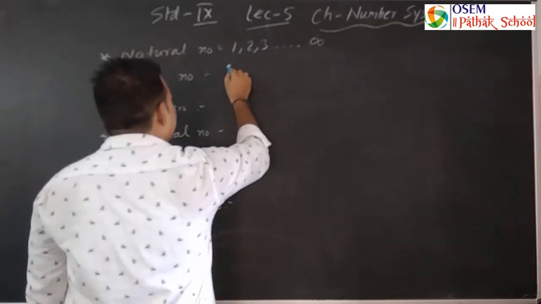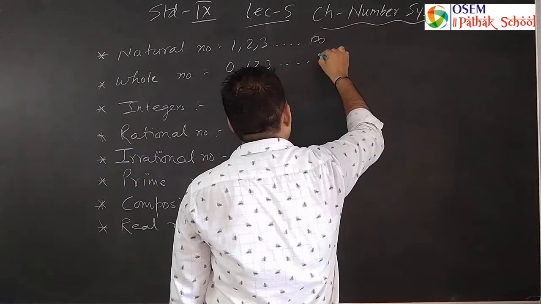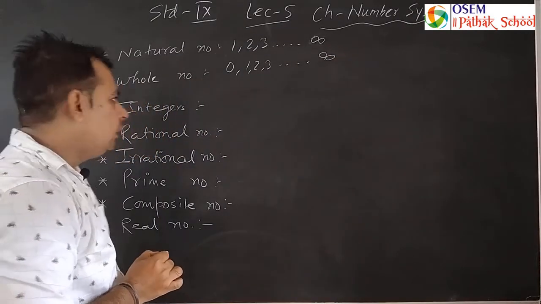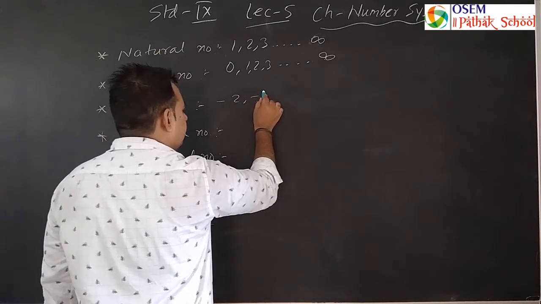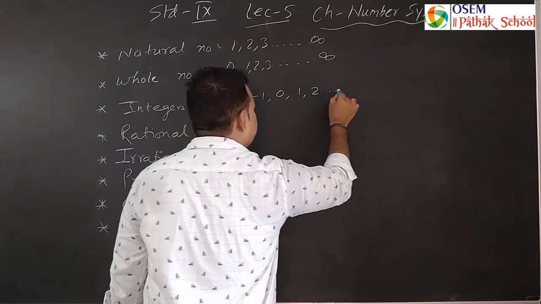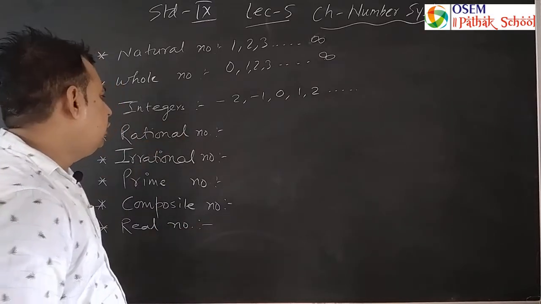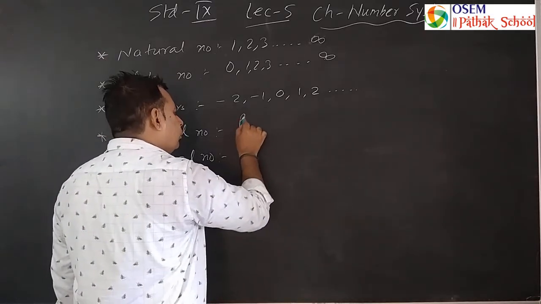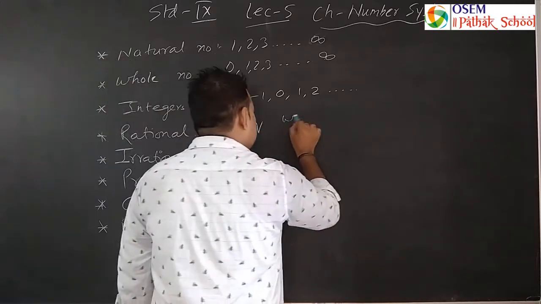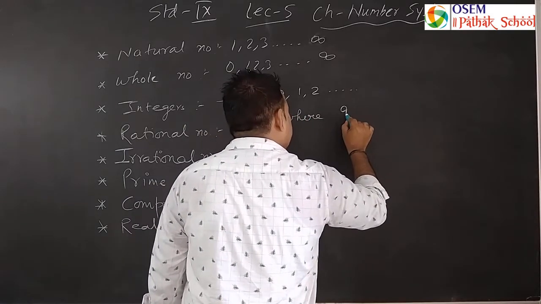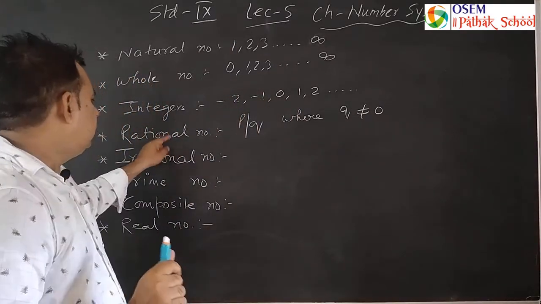Whole numbers are the numbers that start from 0, 1, 2, 3 to infinity. Integers are the combinations of negative terms, 0 and the positive terms. Negative and positive combinations form integers. Rational numbers are the numbers which are in the form of p by q. Any number which is in the form of p by q, where q is not equal to 0, becomes a rational number.